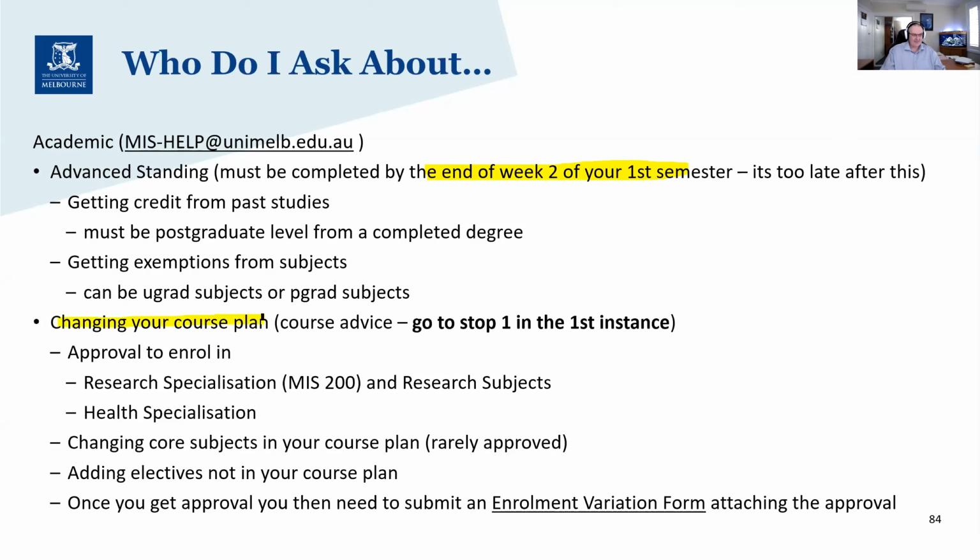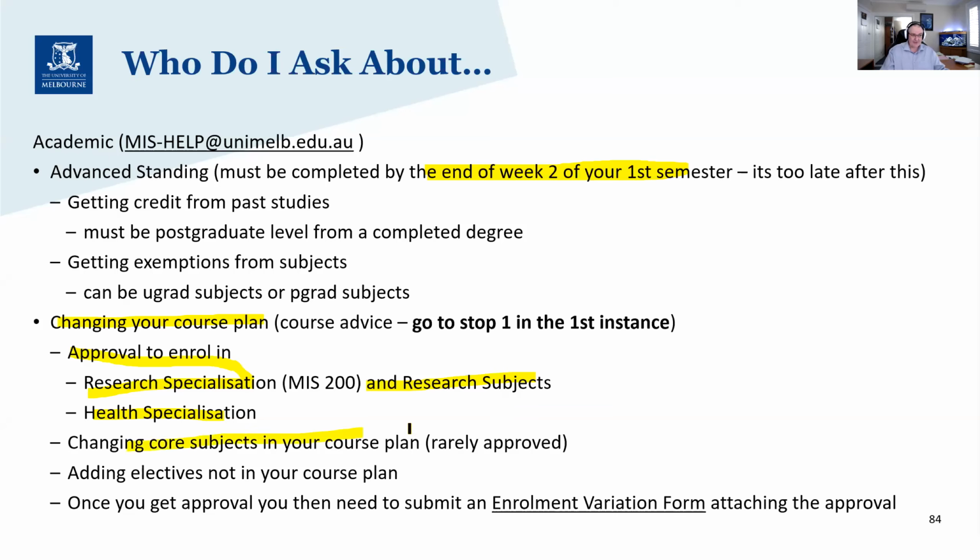Changing your course plan. In the first instance, go to stop one. If they can't help, then you can come back to us. We do things like approval to enroll in the research specializations, the research subjects, and moving between the specializations. So you basically just need to ask and we'll tell you what to do.